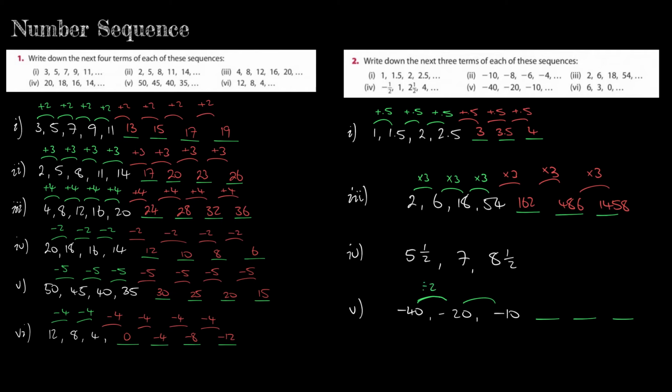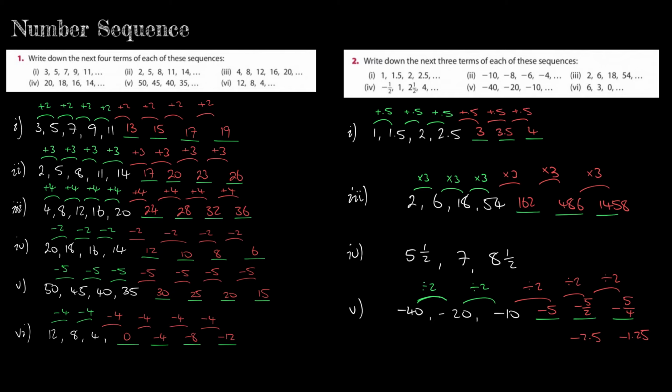Because negative 40 divided by 2 gives you negative 20. And negative 20 divided by 2 gives you negative 10. So if I divide that by 2, I'll get negative 5. If I divide that by 2, I'll get negative 5 over 2. And if I divide that by 2, I'll get negative 5 over 4. Obviously, you could write them as decimals, where you'd have negative 2.5 and 5 over 4 would be negative 1.25.